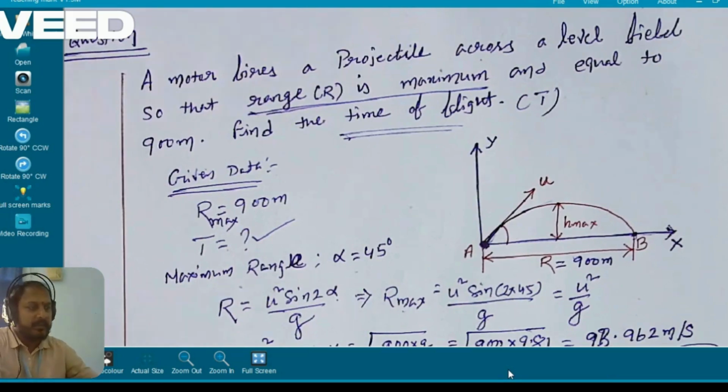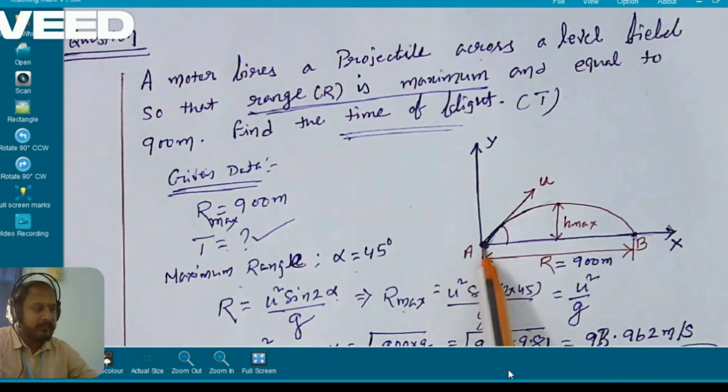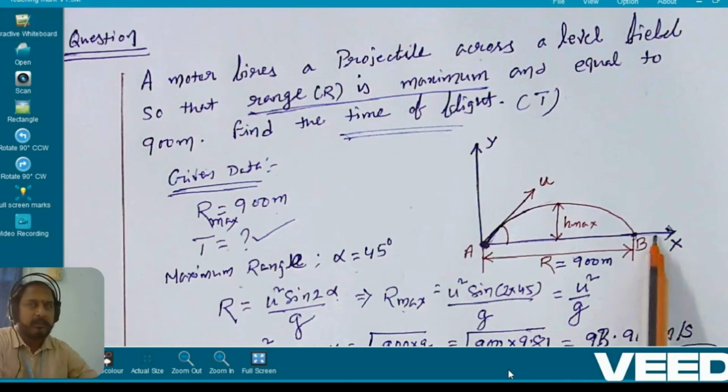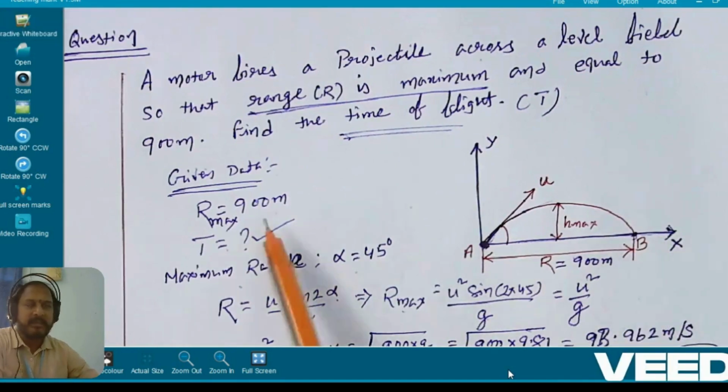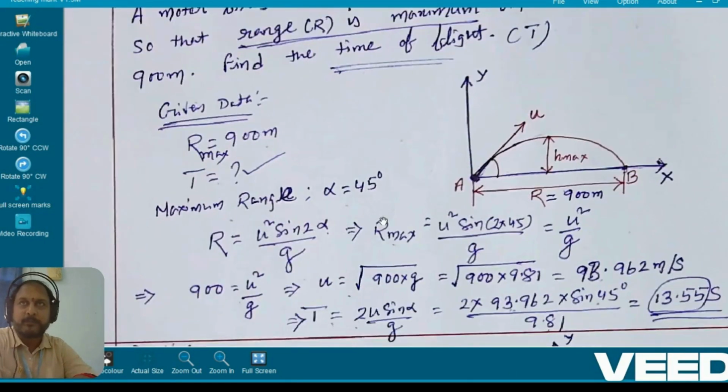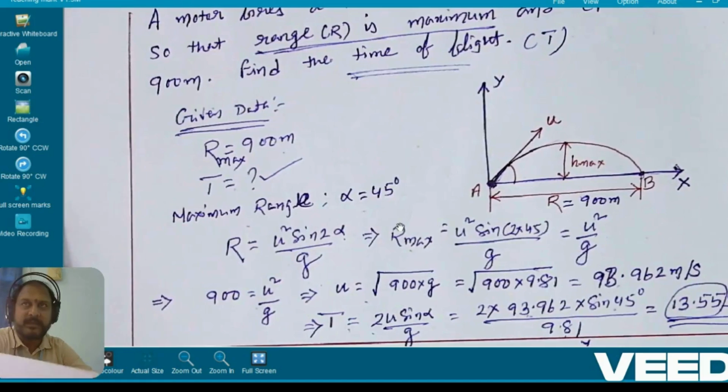Here you can see the diagram from point A. There is a motor which is firing a projectile, and this is a level field, and the range is maximum and it is equal to 900 meters. So R max is given as 900 meters. Here you have to find out the time of flight, which is designated as T.